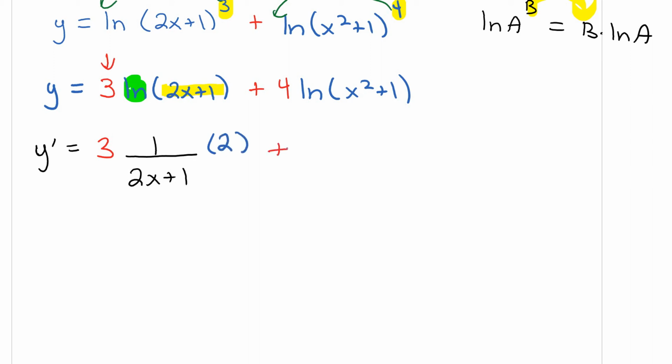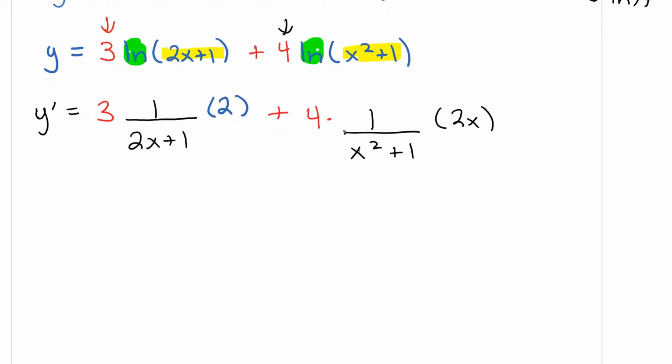And then plus, and then remember there's a 4 here, so 4 is a constant, so constants we can just leave alone. And then we've got to take the derivative of ln. The derivative of ln is 1 over the inside, and the inside function here is now x squared plus 1. And then the chain rule states that I need to take the derivative of the inside guy there, and the derivative of x squared plus 1 is 2x.